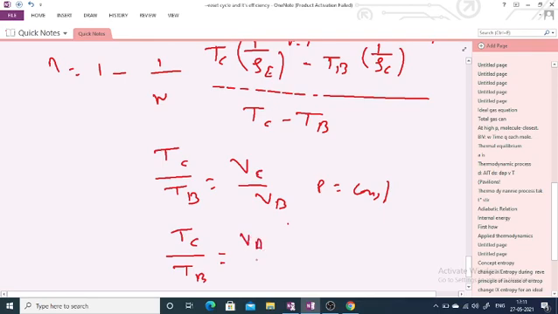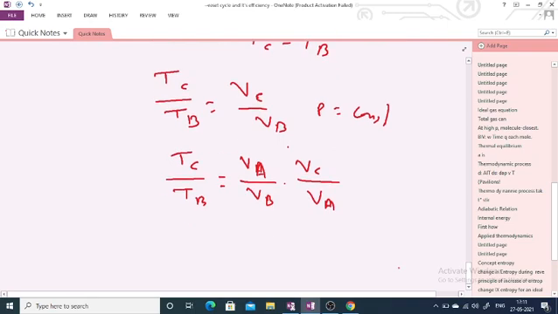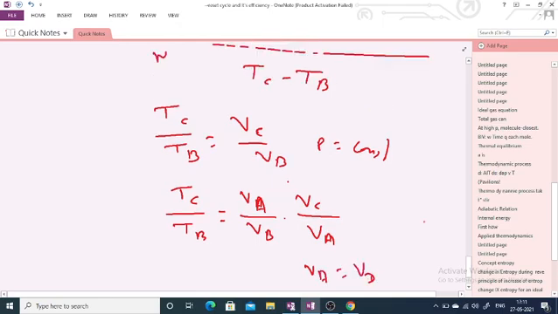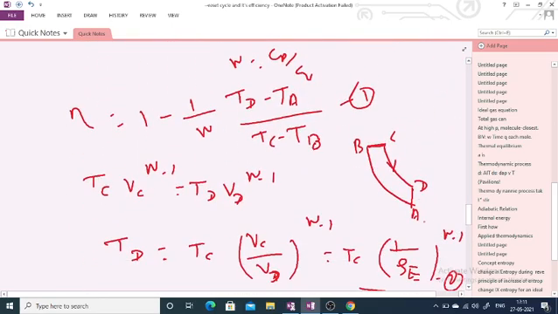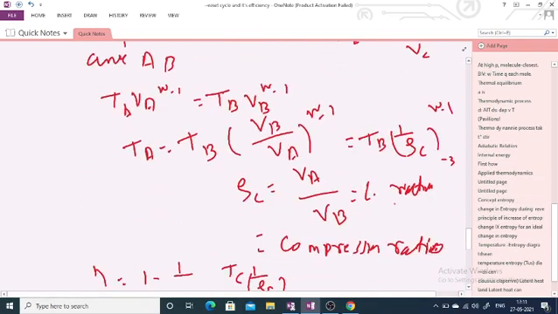Here is Vc, here is Vb. Multiply by Va and divide by Va, so it is the same as earlier. So we got Vc upon Vb. Now we can use Va is equal to Vd. If you observe the curve, at A and D it is an isochoric process at a constant volume, so the volume at A and the volume at D are the same. So Va is equal to Vd.